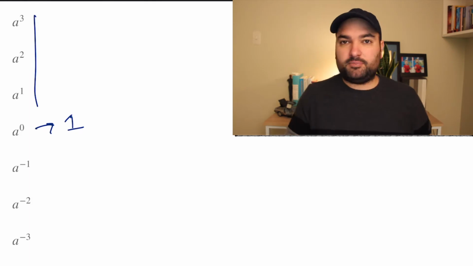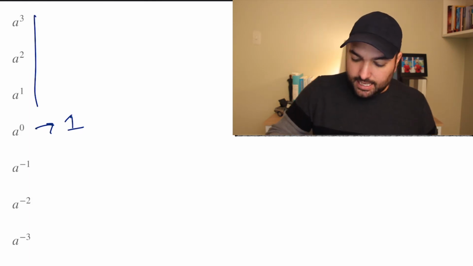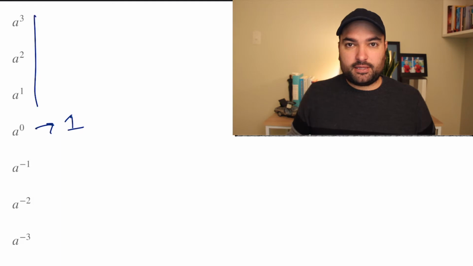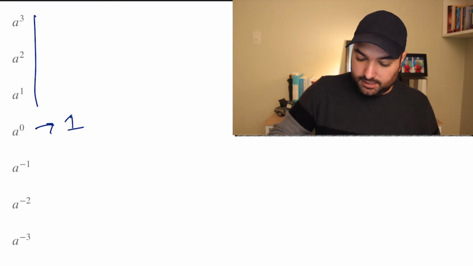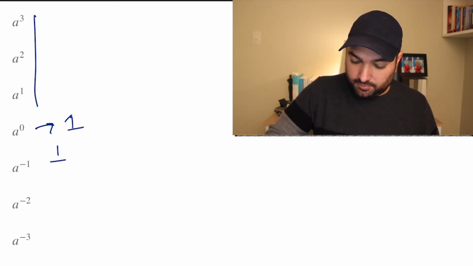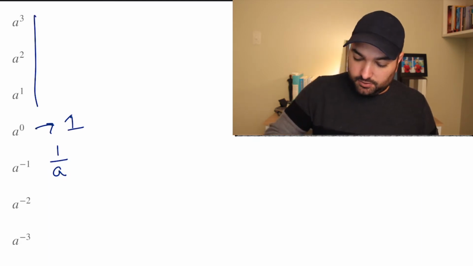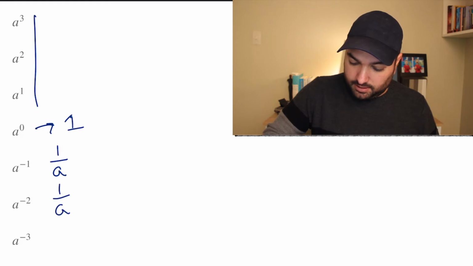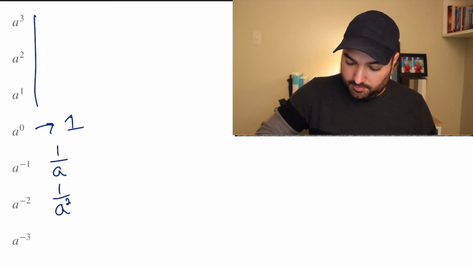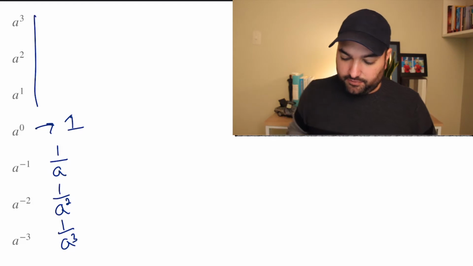Anything to the power of 0 gets simplified to 1. Now for these ones, we're going to use the method that we just figured out, and it's really easy. I'm just going to turn this into a fraction, and I'm going to put a to the power of 1. We don't normally write to the power of 1, so we'll just leave it as 1 over a. This one will become 1 over a to the power of 2. And then the bottom one here will become a to the power of 3.